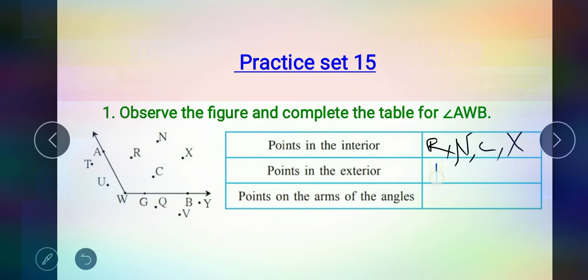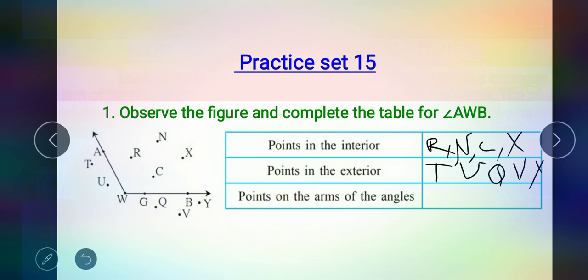Now here, which are the points in the exterior? T is in the exterior, U is in the exterior, students. Q, V and Y, these all are in the exterior, students.